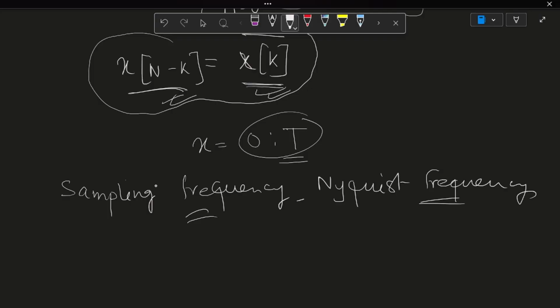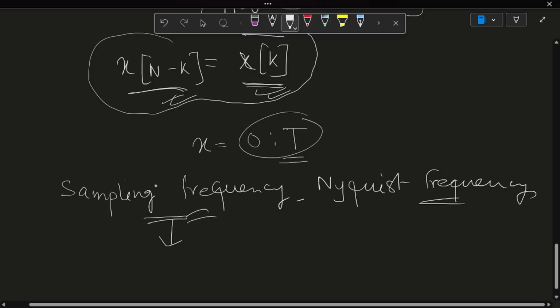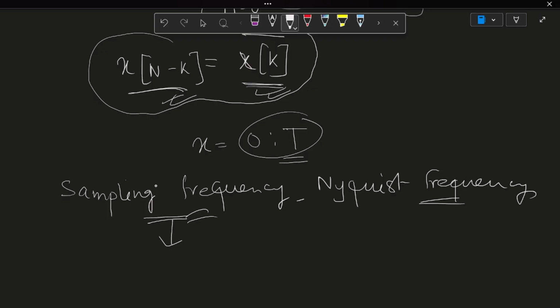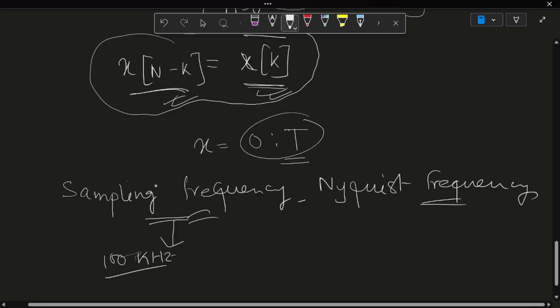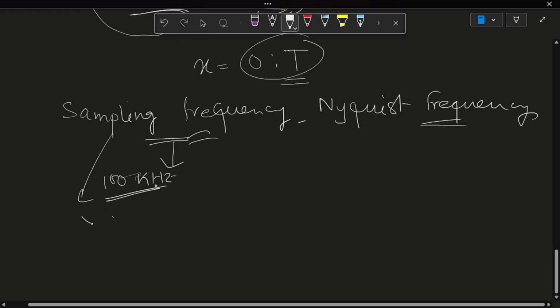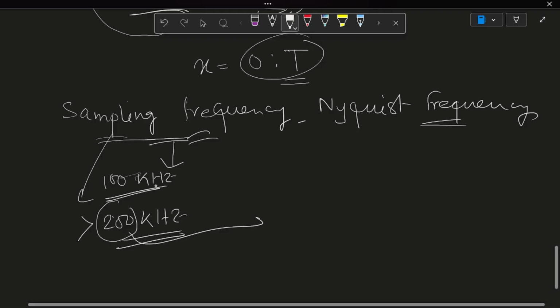The idea is that in your system you will have some largest frequency present, and your sampling frequency must be at least twice the largest frequency component. So if you speculate that your system has a maximum frequency around 100 kilohertz, then your sampling frequency must be greater than 200 kilohertz. This minimum value is known as the Nyquist frequency.